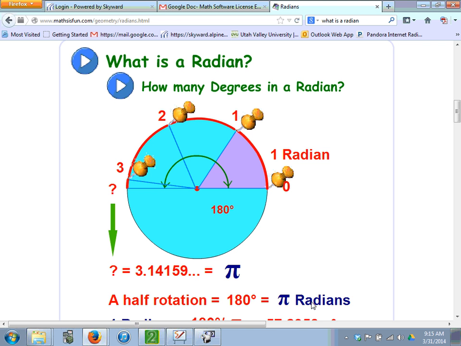Ooh, tricky question for you. As you're writing, I want you to think about this. If half a rotation is pi radians, then what's a full rotation? It's 6.28, which would be 2 pi. A full rotation is 360 degrees, or 2 pi radians.